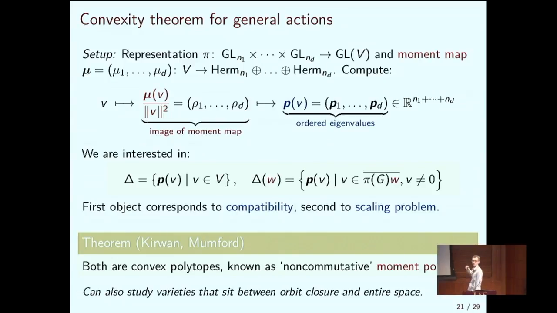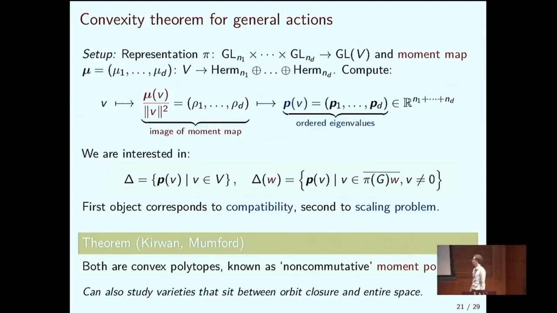Now what we're interested in again are these two things that we can define abstractly. The first is the set Delta, which is the set of all the possible local eigenvalues that we can get. That encodes the solution to our compatibility problem. The second is the more refined problem. Suppose we start with some tensor W, some vector W. We apply arbitrary scalings, asymptotic scalings, because we take the closure, and we look at the set of margins that we can obtain in this fashion. This set Delta of W encodes the solution to a scaling problem.